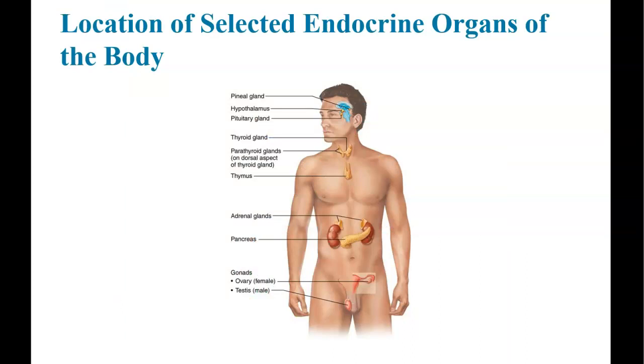Okay, so this is just to recap where all these organs are. Remember the pineal gland is also up here in the brain. There's the hypothalamus. Right underneath the hypothalamus, there's the pituitary gland. You have the thyroid gland in the neck area. We didn't cover the thymus. The two adrenal glands are on top of the kidneys, and then the gonads.